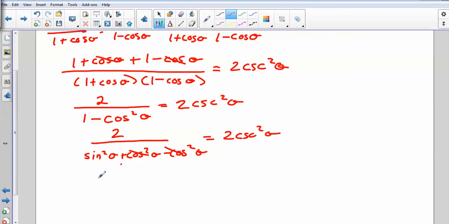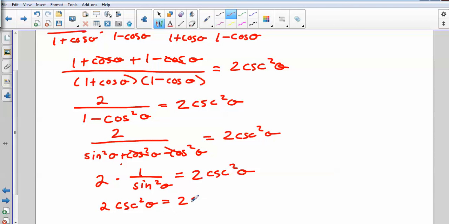So what I'm going to do is take the 2 out front. 2 times 1 over sine squared theta. So now my 2 is out front just like over here. And finally I have 2 cosecant squared theta equals 2 cosecant squared theta. And give yourself a check. Okay, so I'm going to stop this video and we'll start again on the next video.